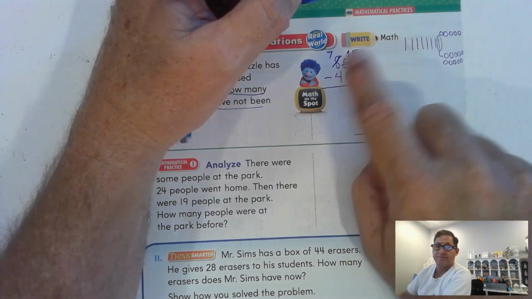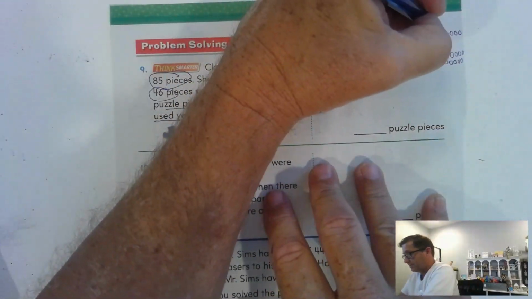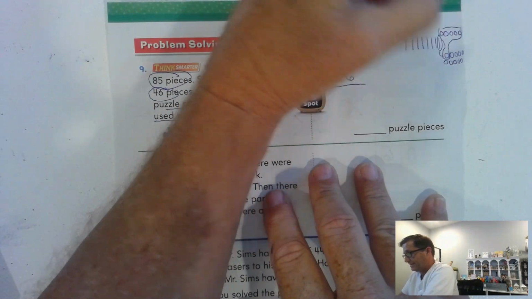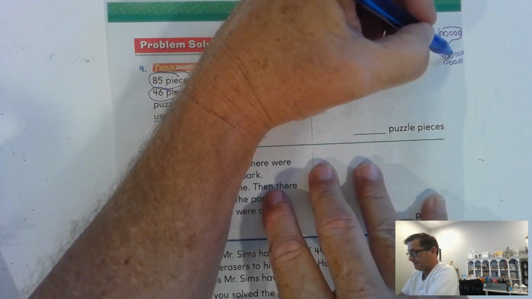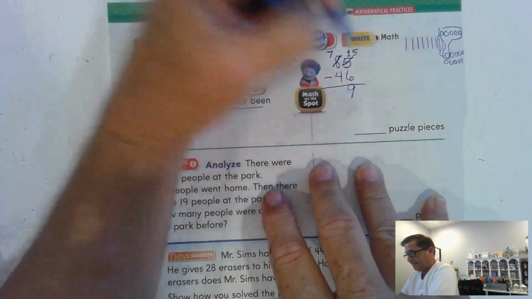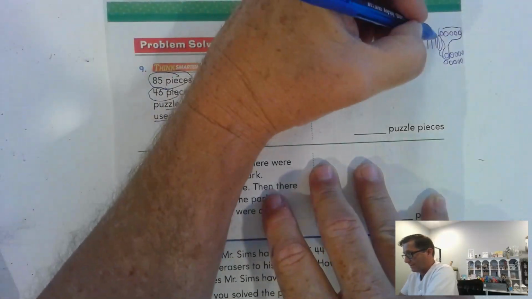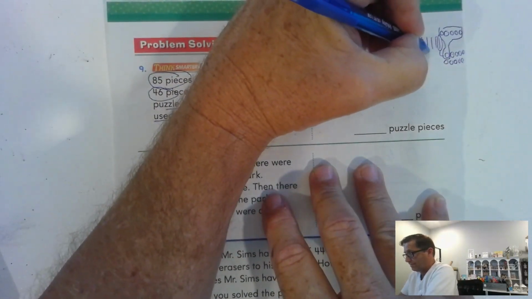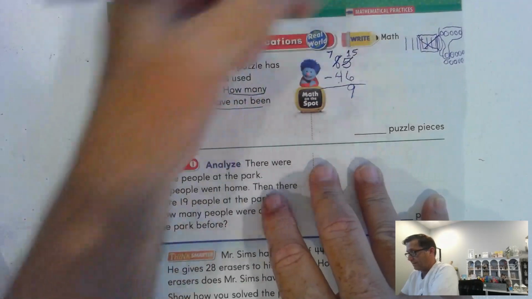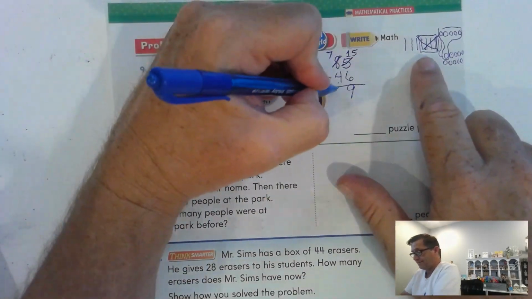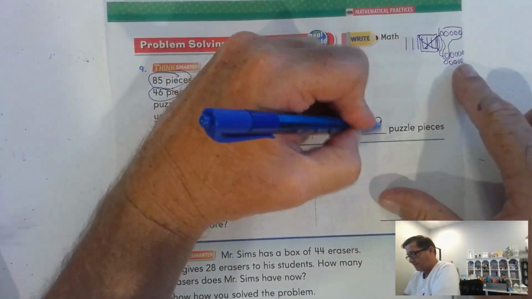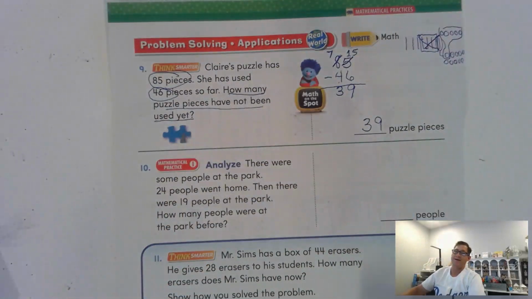All right, now let's subtract. 15 take away 6. So there's 5, 6. How much does that leave us? 5, 6, 7, 8, 9. 7 tens take away 4 tens. 1, 2, 3, 4. Cross them out. How many tens are left? 1, 2, 3. So 39 puzzle pieces have not been used yet.